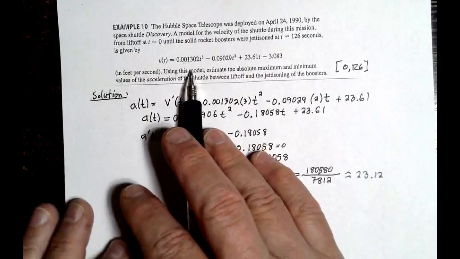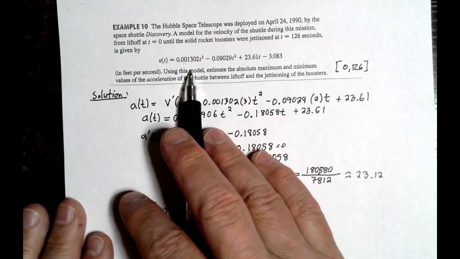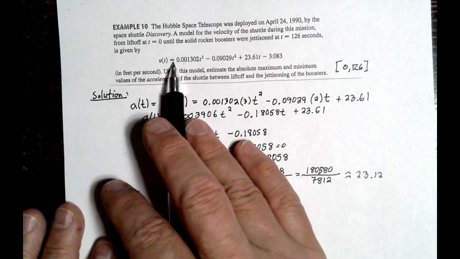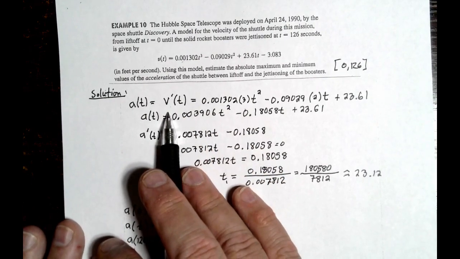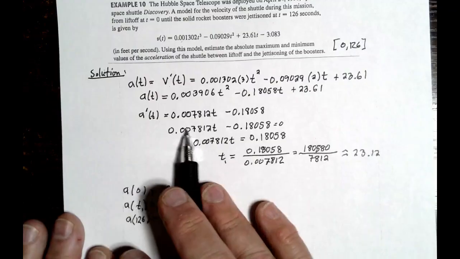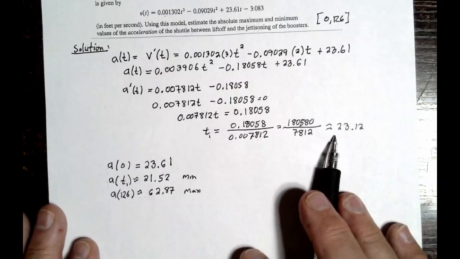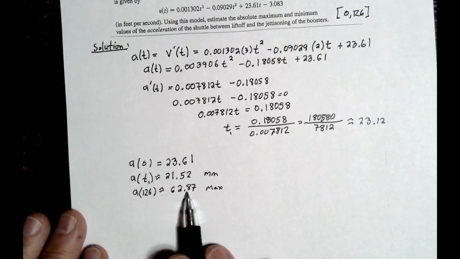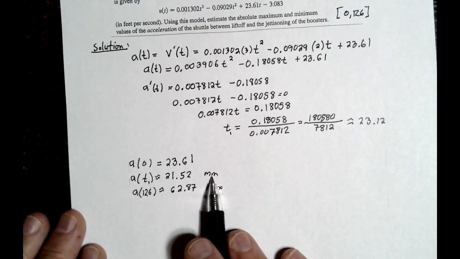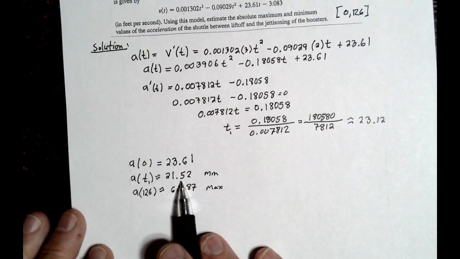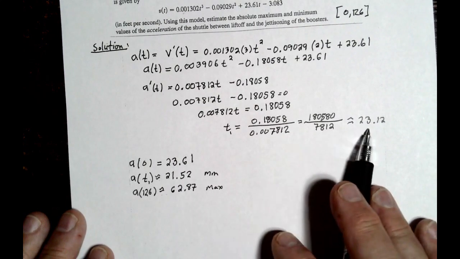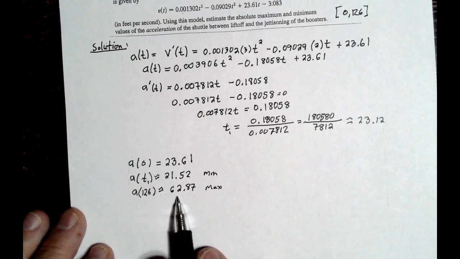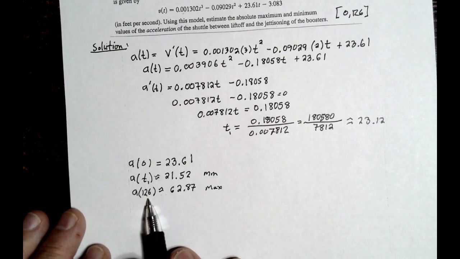On this one, they wanted you to find out where the acceleration is at a maximum or a minimum. So you take the derivative of velocity, and you take the derivative of acceleration and set it equal to 0, and you get this critical number here. You plug that into the original function as well as the endpoints, and your minimum acceleration is at 23.12 seconds after launch, and it's at a maximum at 126 seconds after launch.